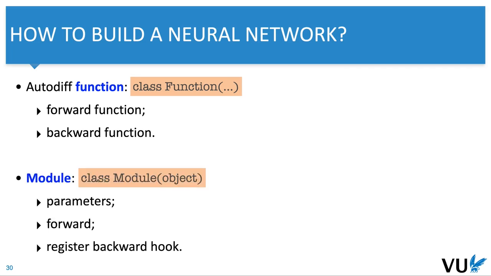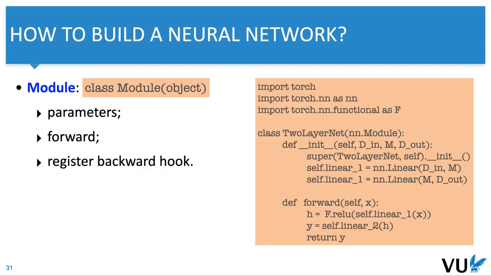And ladies and gentlemen, the most important class for building neural networks: Module. A module could be a single layer, but it could also be a composition of other modules. A module contains parameters, a forward pass, and also registers a backward hook. I don't want to go into details here. This backward hook is just to remember how the backward pass should be constructed in general. Okay.